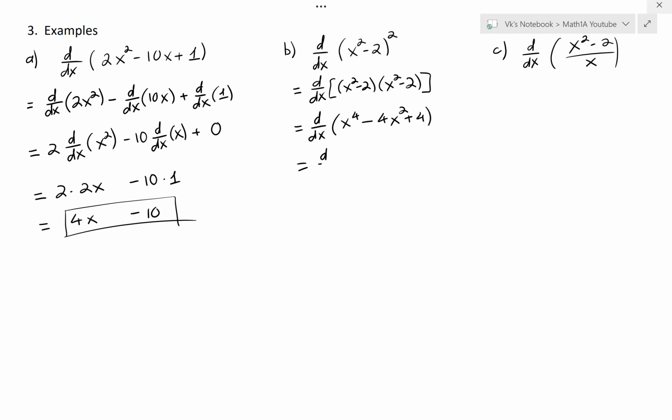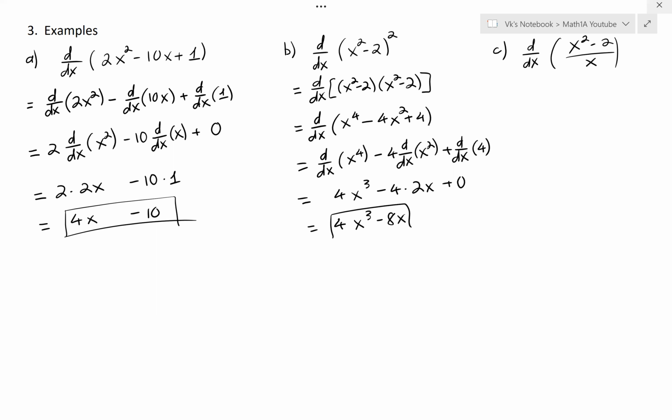And this would be the derivative of x to the 4th minus 4 times the derivative of x squared plus the derivative of 4. Use the power rule to have 4x to the 3 minus 4 times 2x plus 0. That gives 4x to the 3 minus 8x. Wow, pretty awesome.